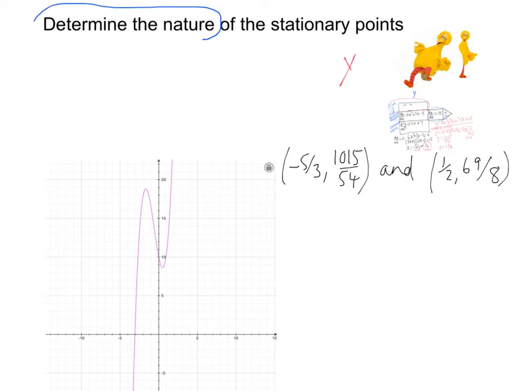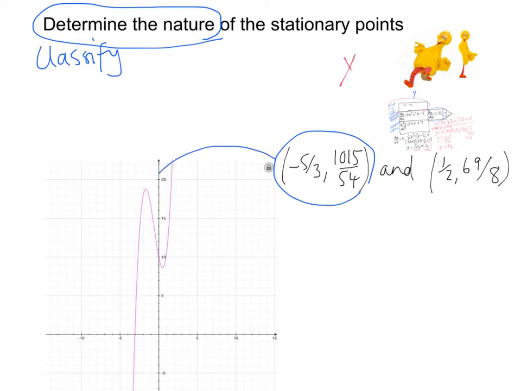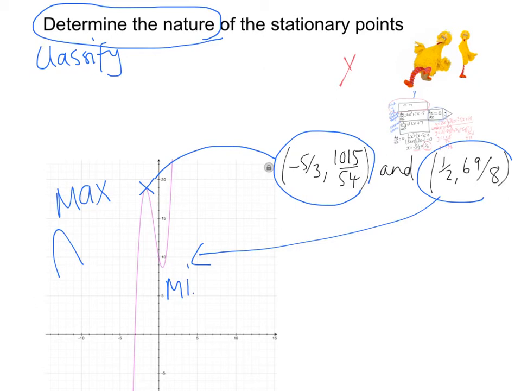Now, as well as being asked to determine the nature, you might be asked to classify the turning points or the stationary points, or you might be asked to say whether they are a maximum or a minimum. So here are our turning points, and you can see quite clearly that this one is known as a maximum turning point because it looks like that. And here is this one, and it is known as a minimum turning point. Life would be great if that's all we needed to say, but it isn't.